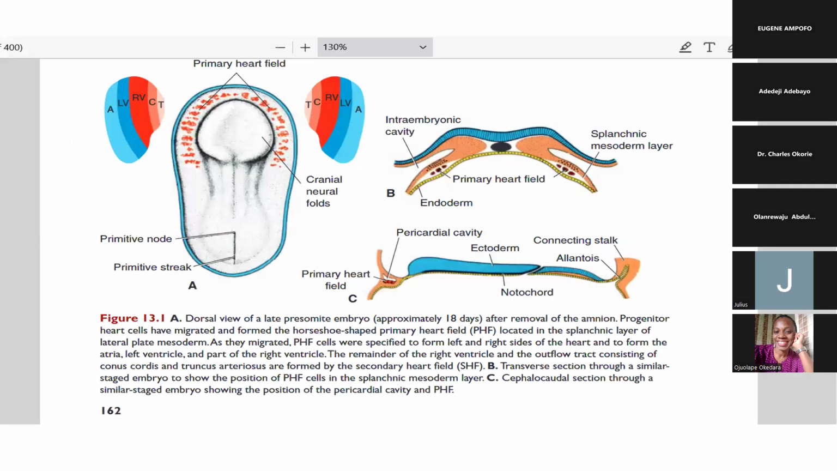This is a figure showing what has been said in the previous slide. Looking at this, we have the primitive streak, and the progenitor heart cells migrate to this particular area, which is referred to as the primary heart field. This is where both atria, the left ventricle, and parts of the right ventricle originate from. This is a further explanation showing the lateral part of the mesoderm where we have the primary heart field.